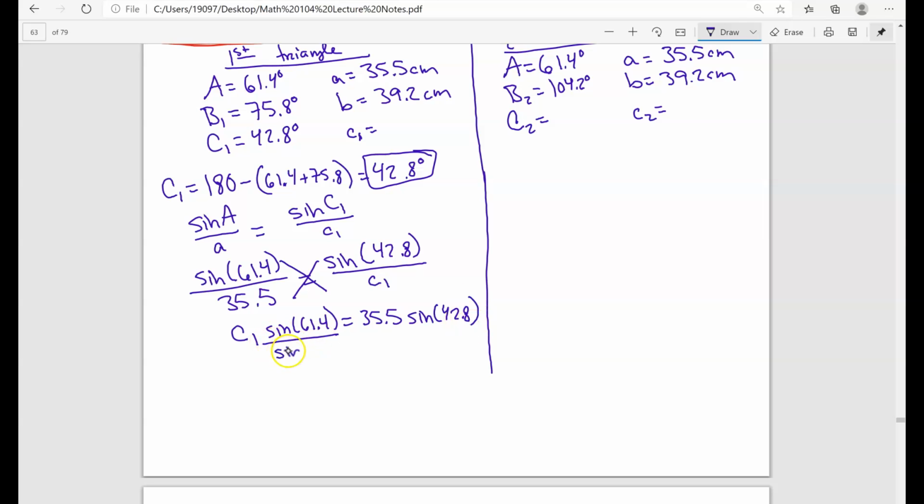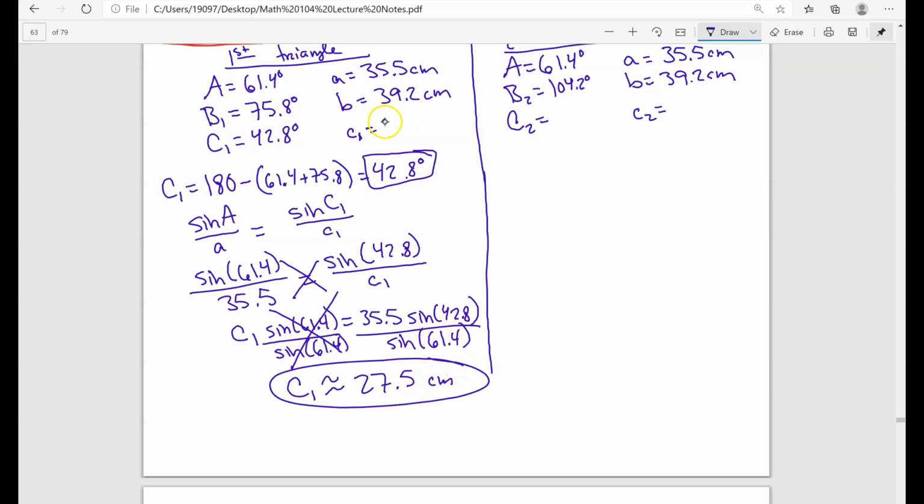So I'm going to divide this guy over. Okay, so this goes away. So I'm left with c1. So 35.5 sine of 42.8 divided by sine of 61.4. So that's going to give me 27.5. And this is, I think, centimeters. So this is 27.5 centimeters. Okay. All right, great. We got our first triangle.